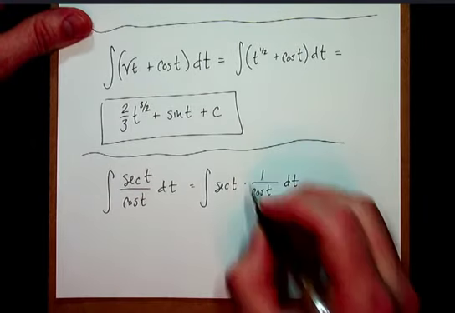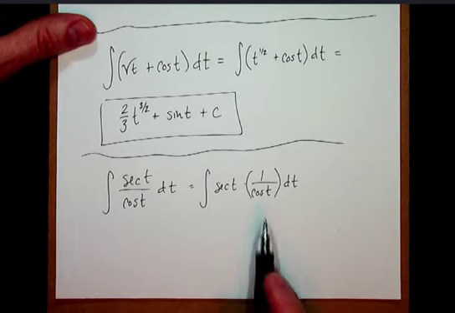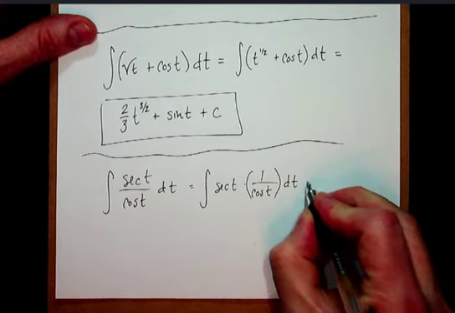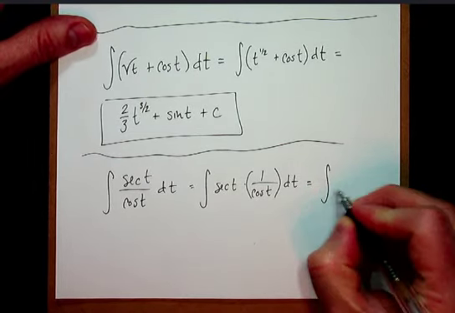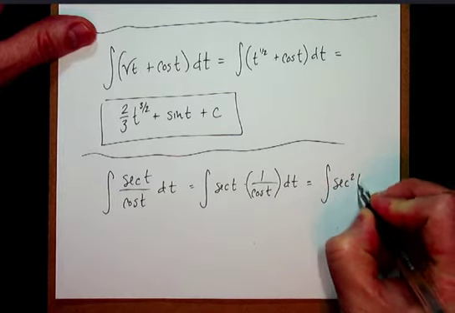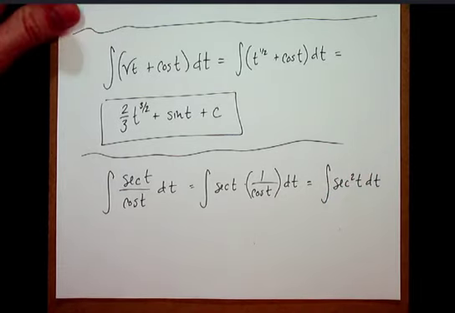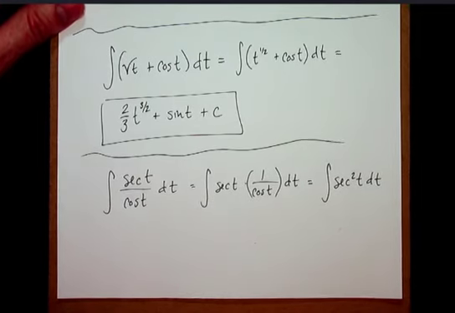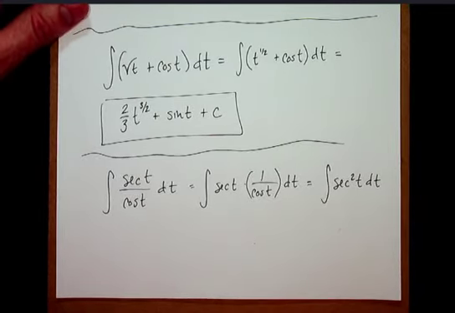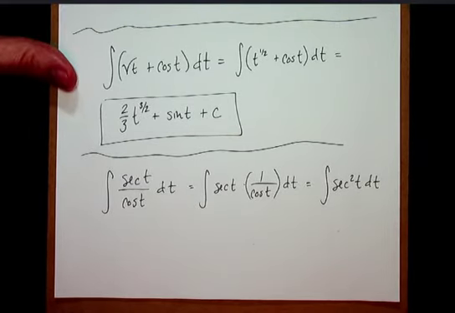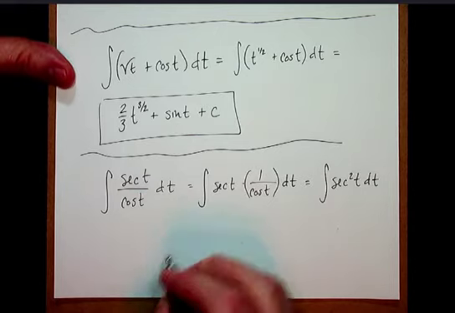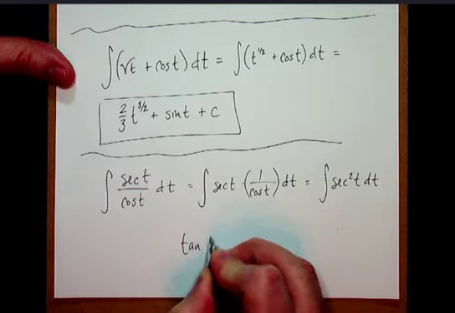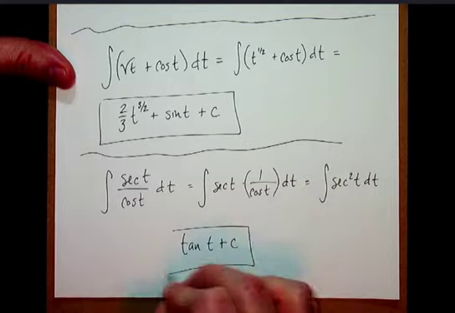Now, what needs to be recognized is the fact that 1 over cosine is, of course, secant. And so what this really was from the start was the integral of secant squared t dt. And if that's the case, we know that secant squared is the derivative of tangent. So if I'm taking the antiderivative, or the integral of secant squared, this just becomes tangent t plus c. Okay.